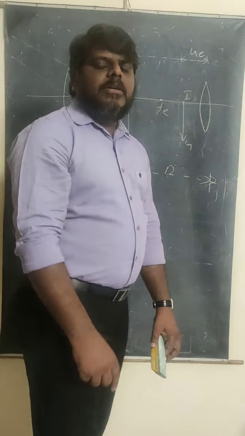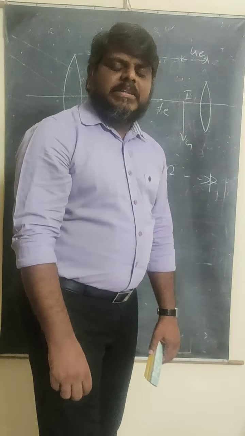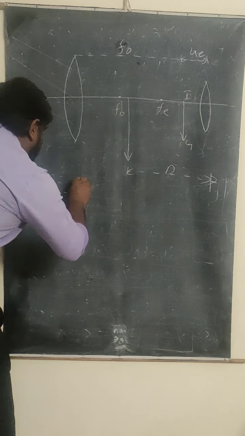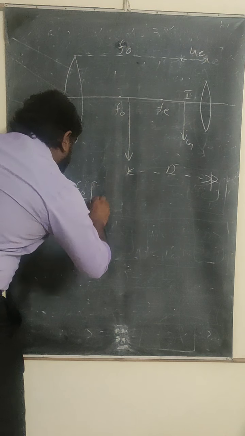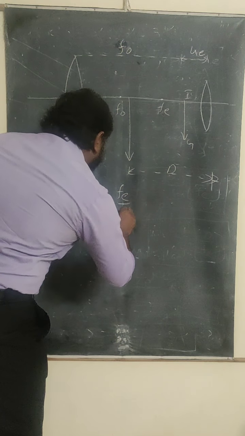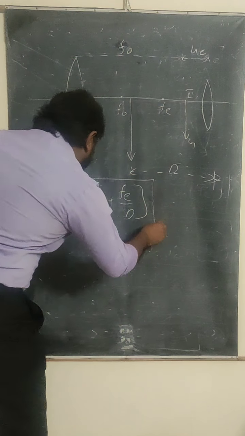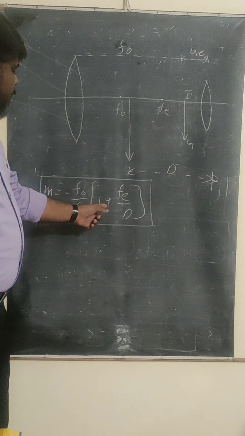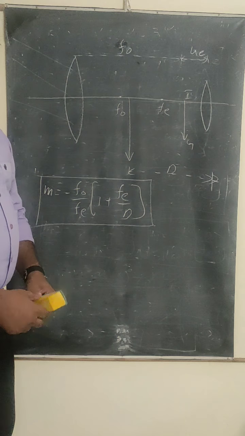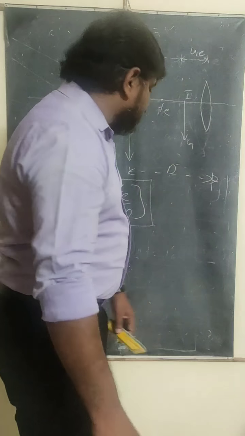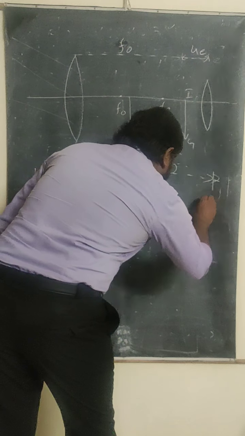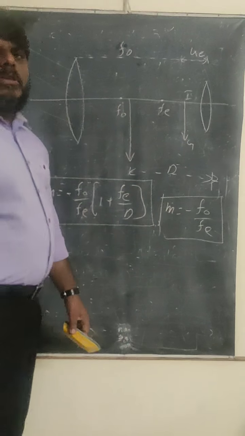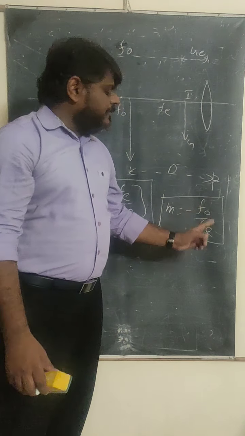Now we have to find out what the equations are, that means the magnification. The magnification of the telescope is M equals minus F naught by Fe into 1 plus Fe by D. This is the magnification of the telescope at the near point adjustment. In the case of far point adjustment, or the normal adjustment, the magnification M is equal to minus F naught by Fe. Both formulas are very important, you have to remember. M is equal to minus F naught by Fe.